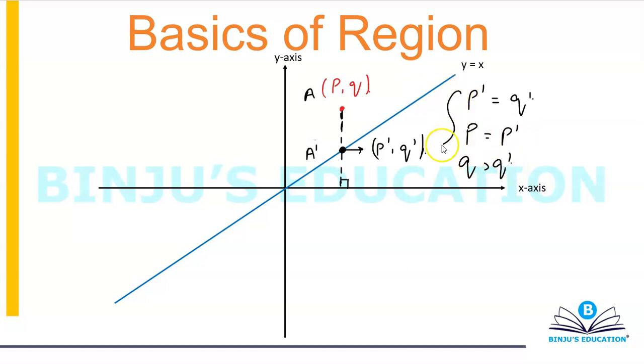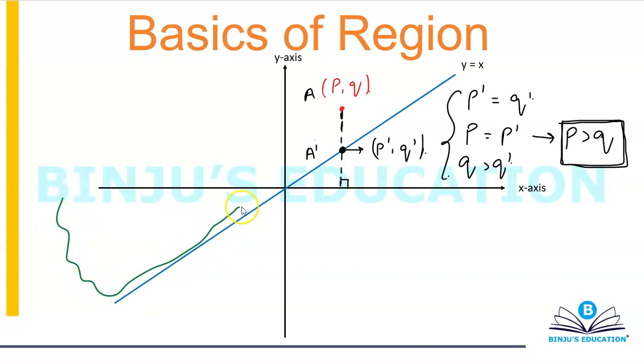Now, if you use these three, you'll come to the conclusion that Q is greater than P, because P dash and Q dash are equal, so P will be equal to Q. So the bottom line is, if you pick any point that lies above the line y is equal to x, then that point's y coordinate will always be greater than that point's x coordinate.